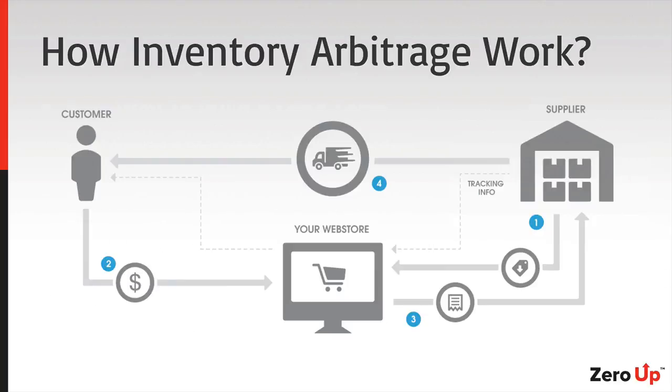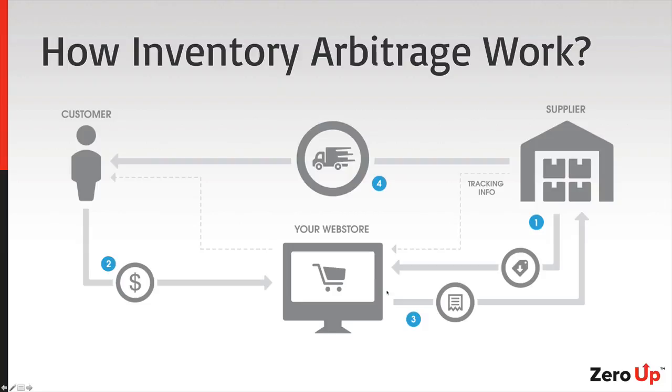How inventory arbitrage works is very, very simple. You find a supplier, a vendor, or a manufacturer, and the first thing you do is get their product information, product images, and costs, and have it in your store. You obviously mark up the price so you make a margin on it. When a customer goes to your store and pays you the marked up price to buy the product, at that point you pay the cost.